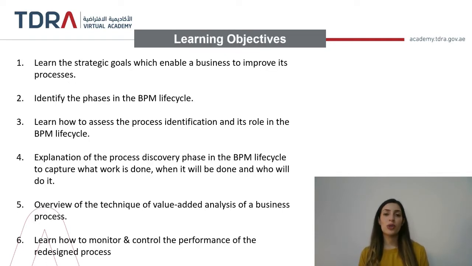The objectives of our course today are, first, learn the strategic goals which enable a business to improve its processes. Identify the phases in the BPM life cycle. We'll talk about them one by one. Number three, learn how to assess the process identification and its role in the business process management life cycle. Number four, explanation of the process discovery phase in the BPM life cycle to capture what work is done, when it will be done, and who will do it.